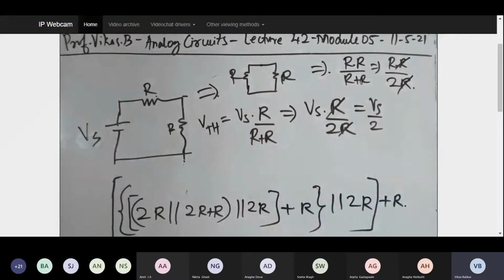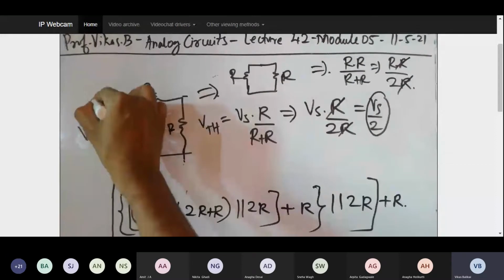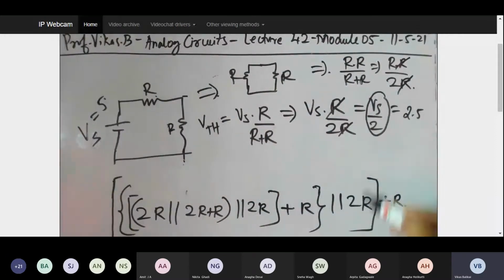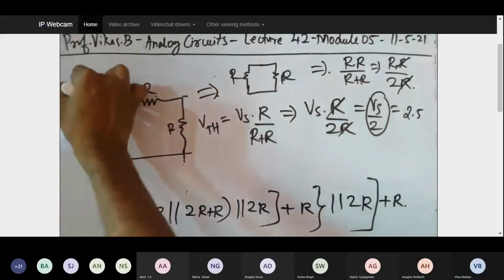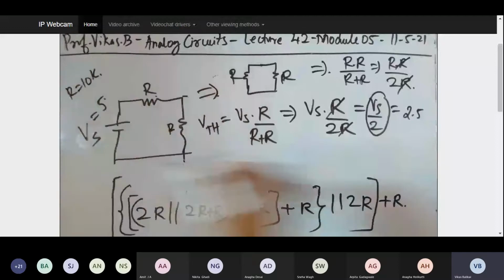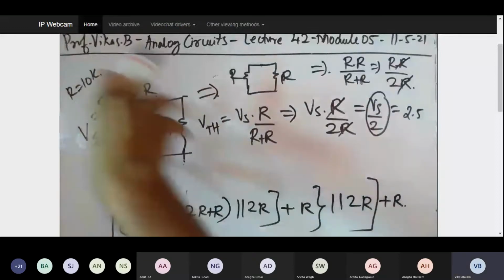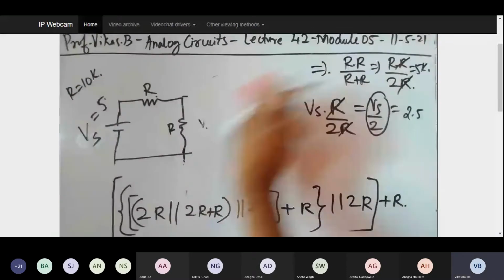So just remember, after the first wing, let's consider Vs was 5 volt, and after this first wing my VTH is 2.5 volt, and let's consider R as 10K. And after calculating the Thevenin equivalent resistance from the first wing, I'm getting R by 2, that is 5K. So just remember this. Now let's move on to the next wing. The circuit for the next wing was something like this.